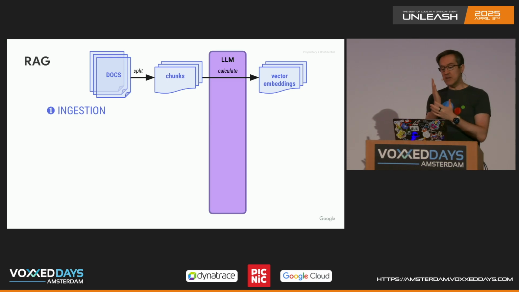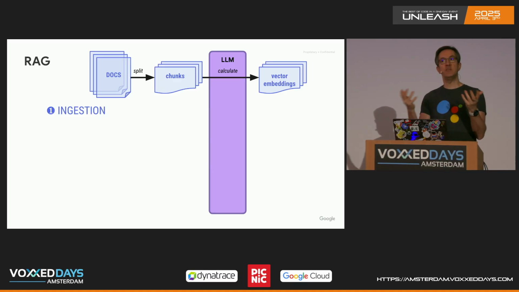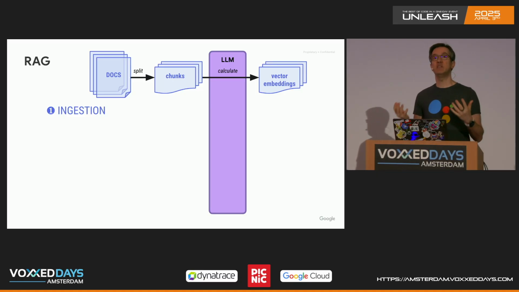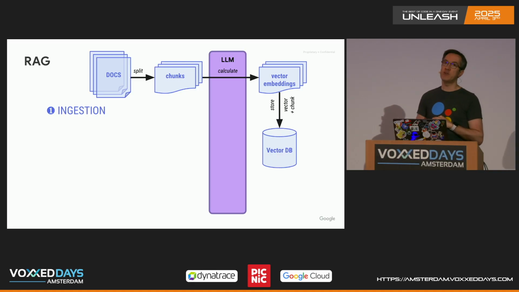We're going to calculate vector embeddings for each of these chunks. A vector embedding is like a big array of floating point numbers, and it's the internal representation that LLMs use to understand what a particular piece of text is about. It encodes somehow the semantic meaning of the text. So for each piece of text, you're going to have a big vector embedding, and we're going to store those vector embeddings in a vector database.